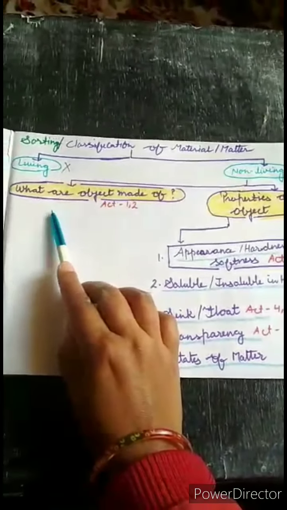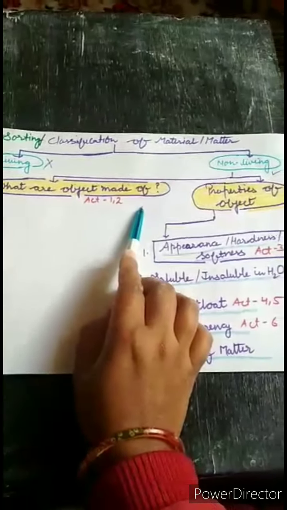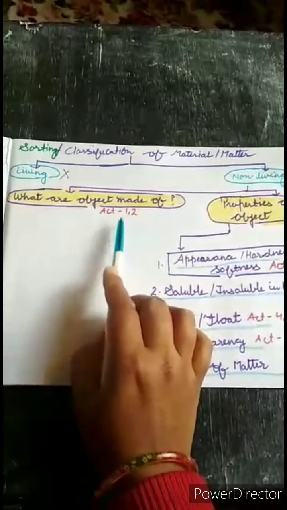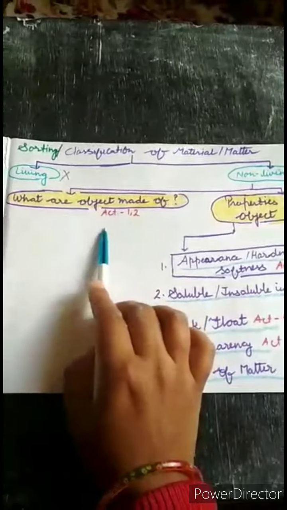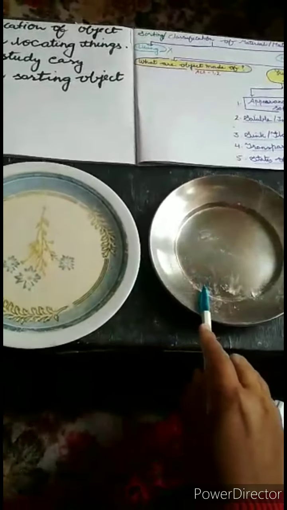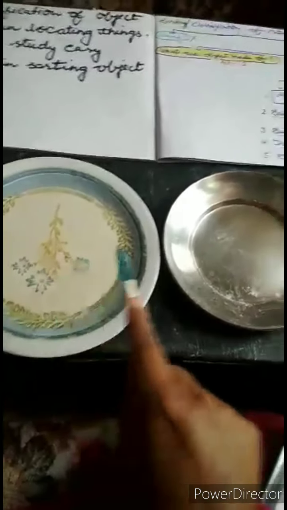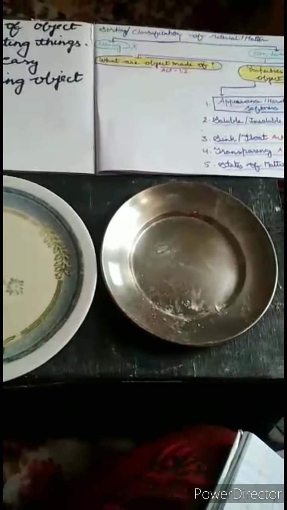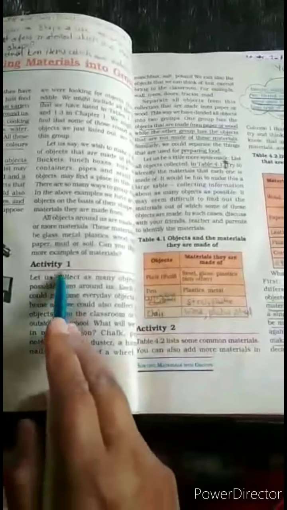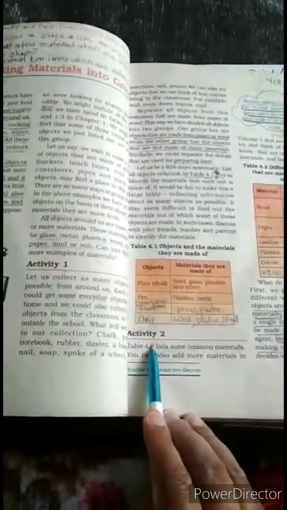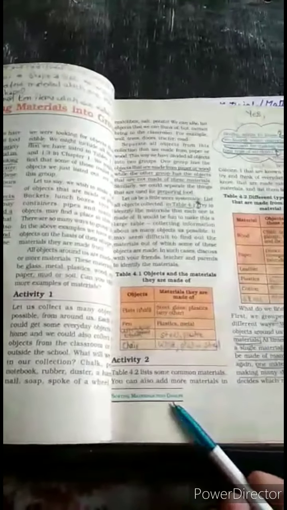Number 1, what are objects made of, means we can classify objects by knowing the quality of the object. For example, this is the same kind of object, both are plates, but one is made from plastic and one is made from steel. Activity 1 and 2 which are given in your book explain this heading. We will perform this activity in later videos.